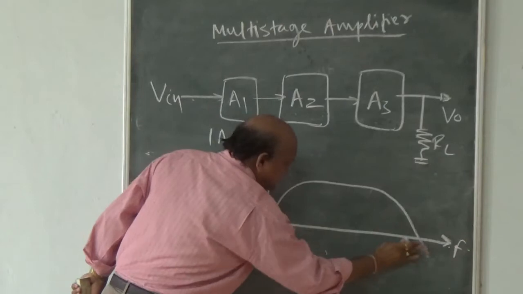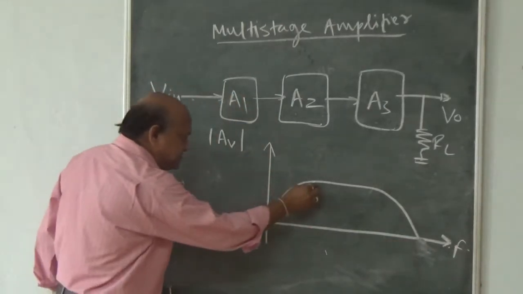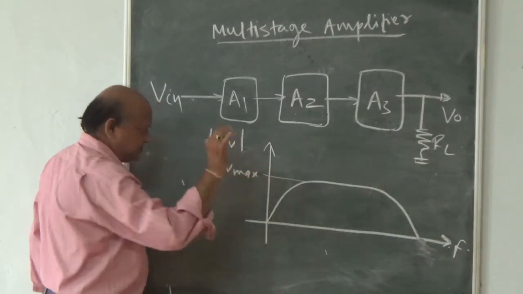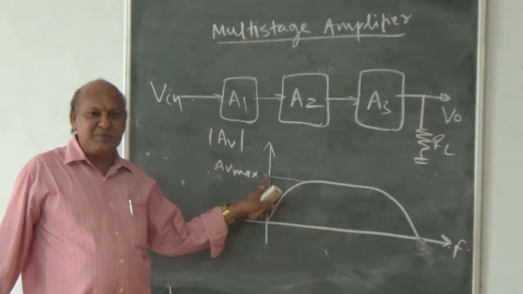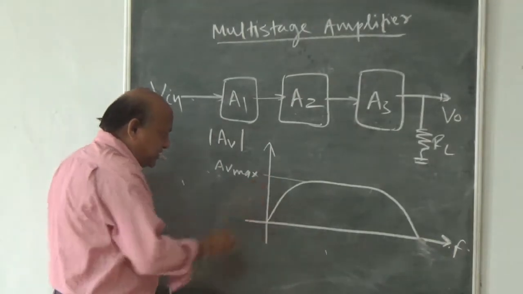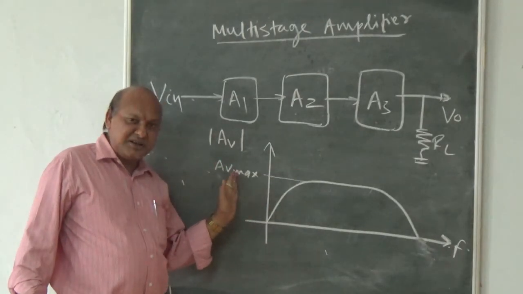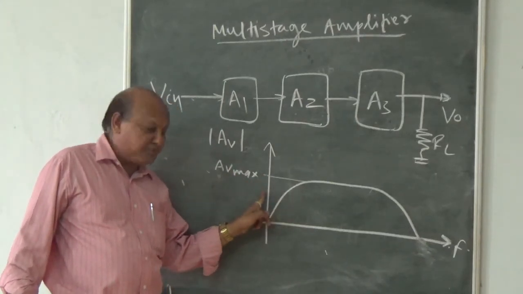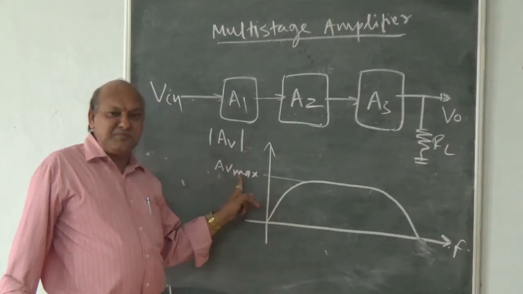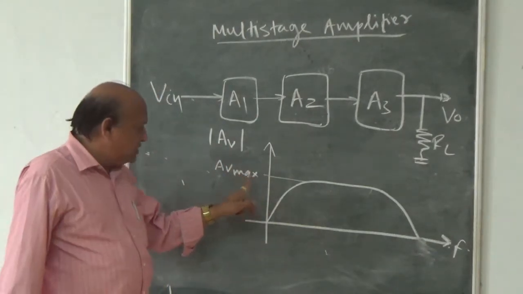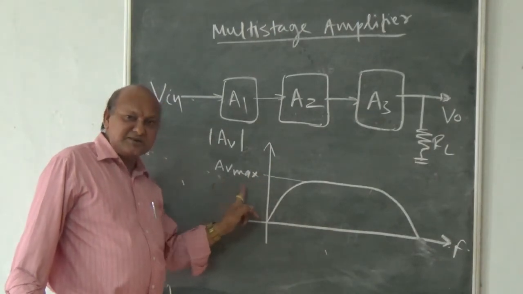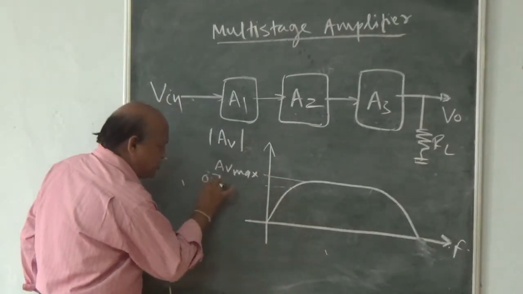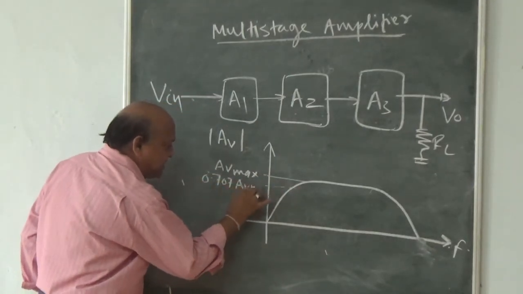This is the characteristics here, and this is the maximum gain. This is called AV max. Whatever you can write here, this is maximum gain, and the 3 dB below: if this gain is considered in terms of decibels, then you have to consider 3 dB less than this maximum gain. Or suppose this is in magnitude, in ratio, then you can multiply by 0.707 times this AV max. So I will consider this gain here to be 0.707 times this AV max.